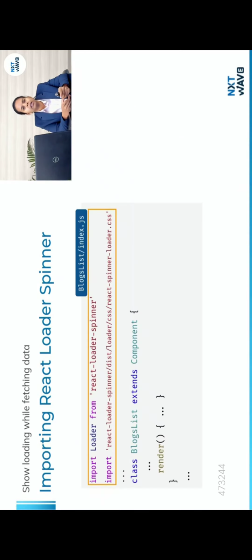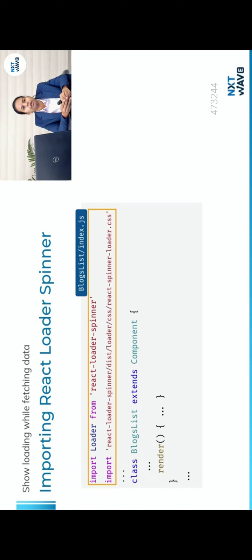Okay. So now the next thing is we want to import it. We are going to make use of it in the BlocksList component. So firstly, let's import that. Import Loader from react-loader-spinner. And also we want to import the corresponding CSS. That's the reason we have the next import line. Okay, clear? So with this, the loader has been imported.